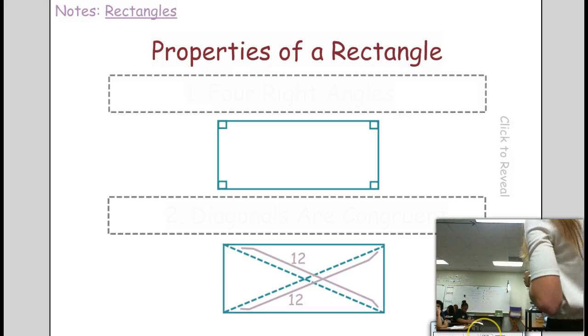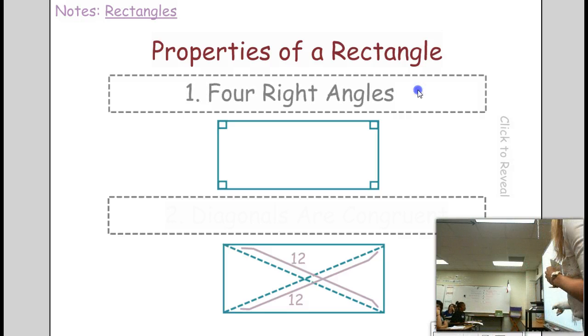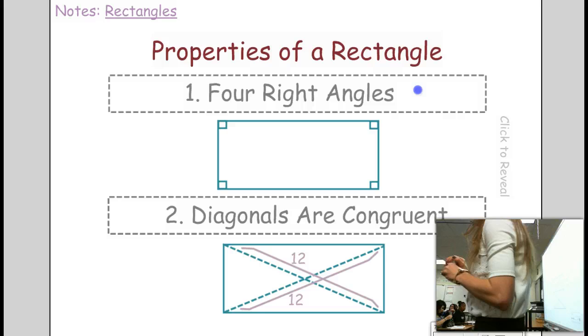Okay, so we already did this. Property number 1, 4 right angles. Cool. Kaylee, what do you think I'm trying to show you in this picture for property number 2? Okay, we already know diagonals bisect, but you're really close. It is something about the diagonals. Yes! Ding, ding, ding. That is bonus property number 2.